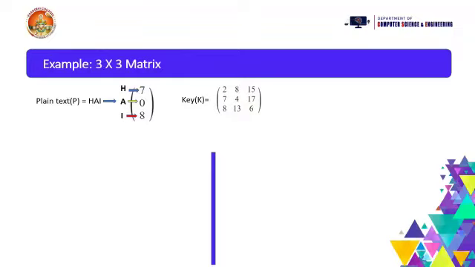First check whether the key matrix is invertible or not. For that, find the determinant of the key matrix, and the determinant should not be equal to 0. Next, multiply the key matrix with its inverse. The result must be an identity matrix. Start with our first step, finding the determinant and its inverse.